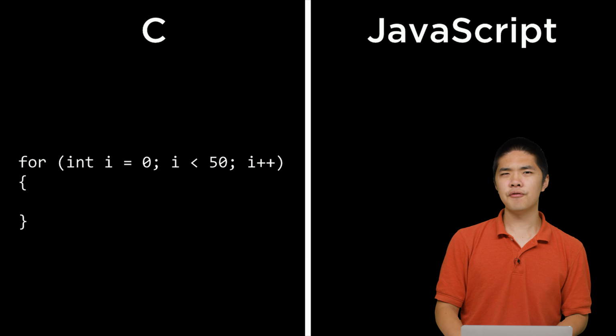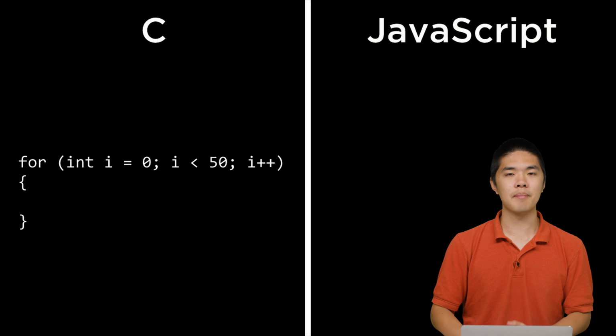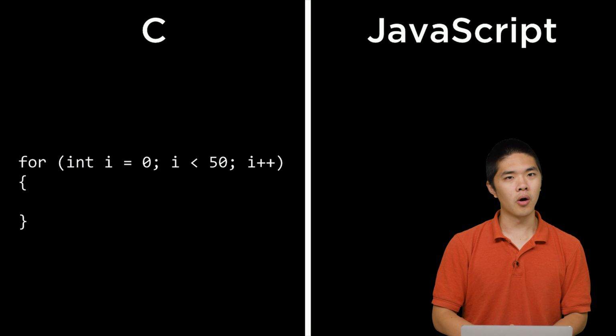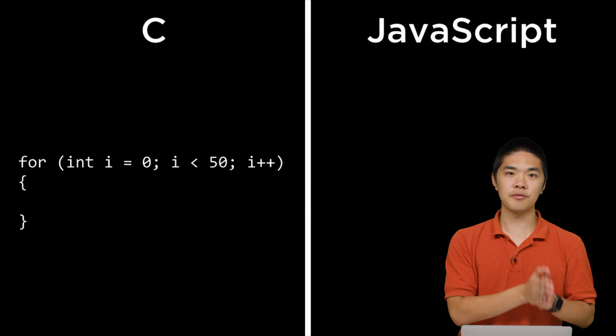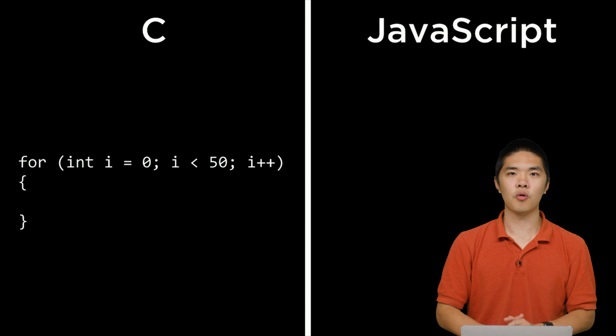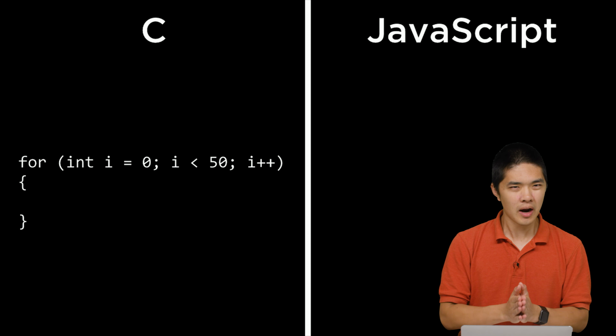And in C, a for loop that ran 50 times, for example, looked like this. We had for (int i = 0; i < 50; i++), and then the body of the for loop. In JavaScript, it's going to look very, very similar.